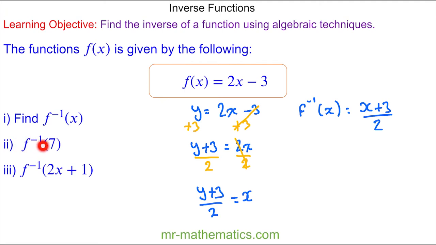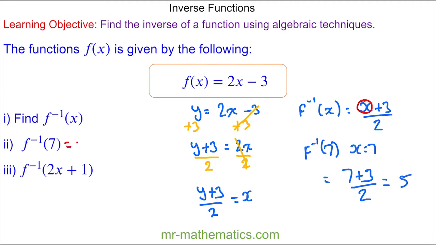Where the inverse function when x is 7. So, for the inverse function of 7, x is equal to 7. I substitute 7 in place of x here. So we have 7 plus 3 divided by 2. 10 divided by 2 is 5. So this is 5.